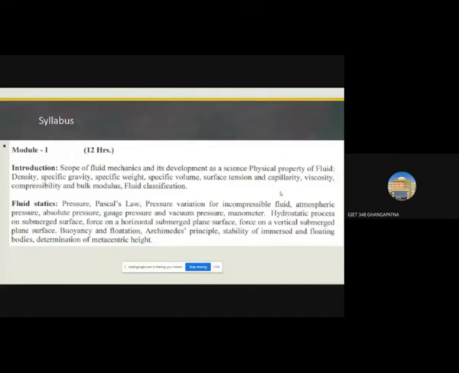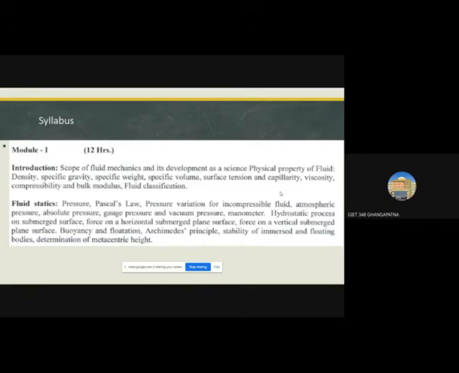Now, in engineering mechanics, you have two things: one is statics, one is dynamics. Presently, all of you are sitting at one place and listening to my class. That means your body is at rest. That is called statics. Now, if I say please go out of your room and come back in, that means you are in a state of motion. That is called dynamics.